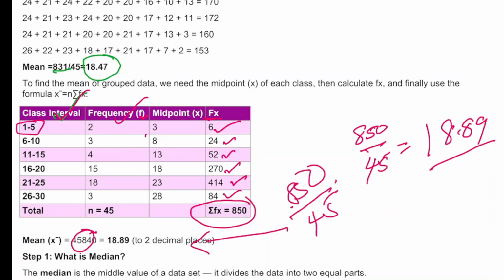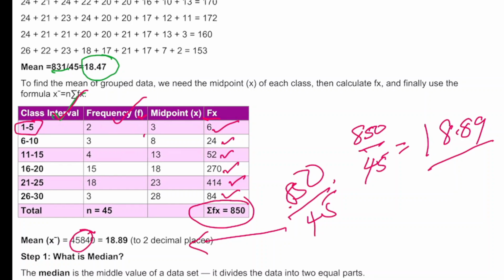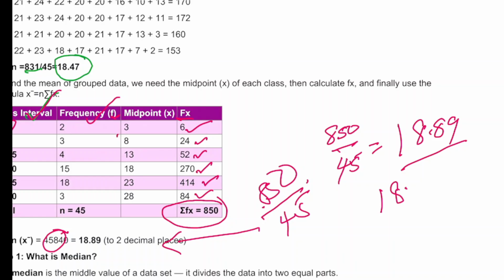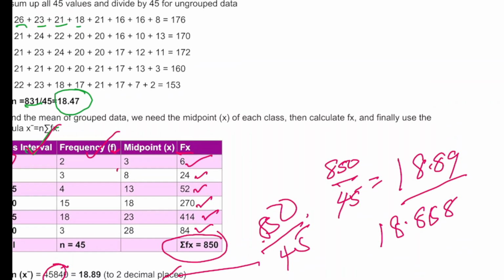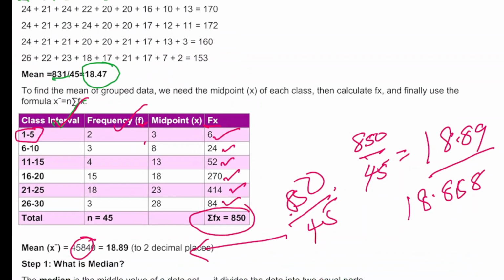18.88. That is 18.8889, something like that. Okay, 18.888, right? Yeah. Okay, thank you. So we have rounded off to 2 decimal points.